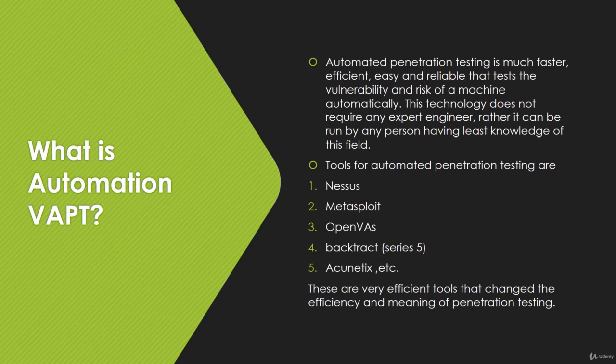Automated penetration testing is much faster, efficient, easy, and reliable, and it tests the vulnerability and risk of a machine automatically. This technology does not require any expert engineer; rather, it can be run by any person having the least knowledge of this field. Tools that are used for automated penetration testing are Nessus, Metasploit, OpenVAS, Backtrack Series 5, Acunetix, and many more. These are very efficient tools that change the efficiency and meaning of penetration testing.